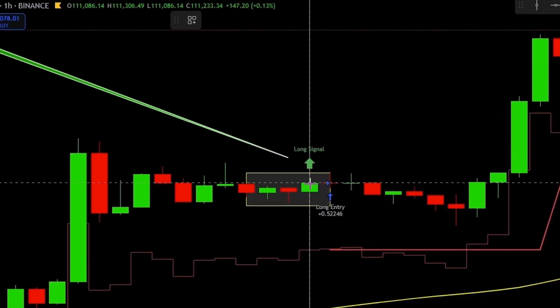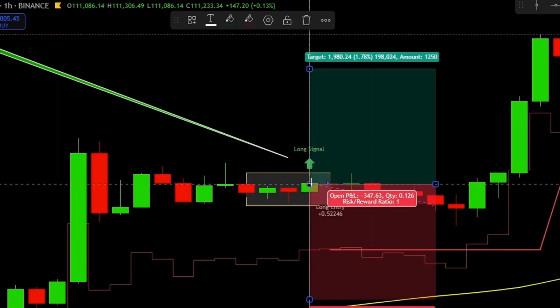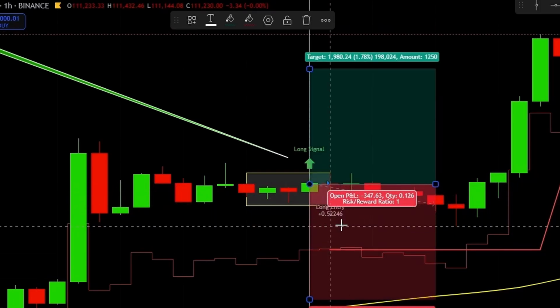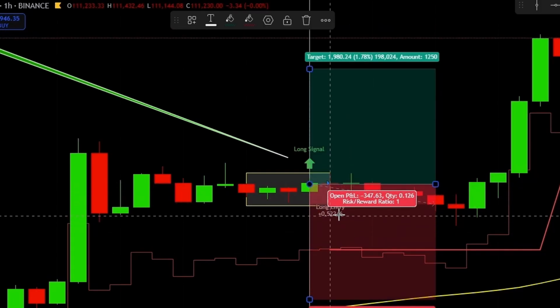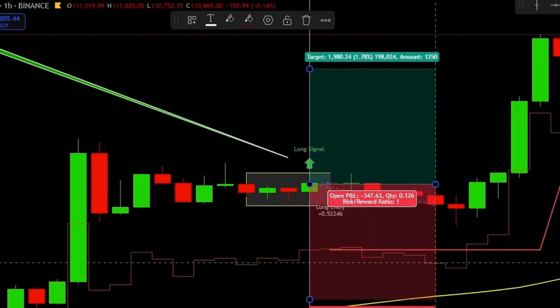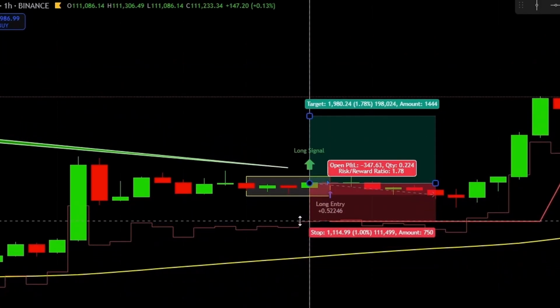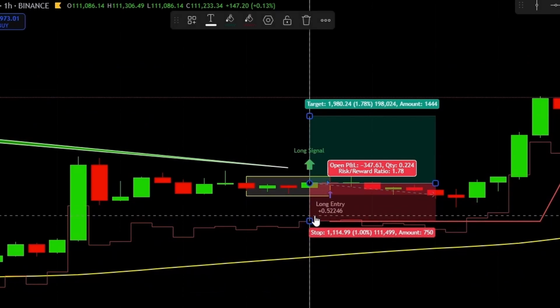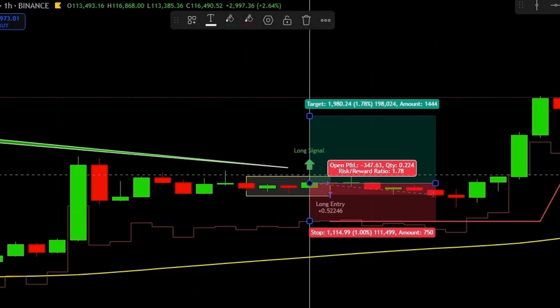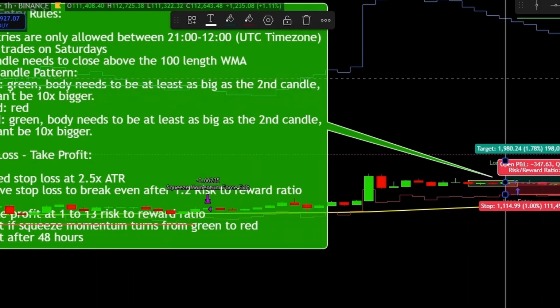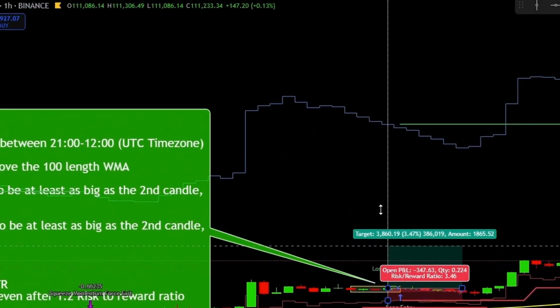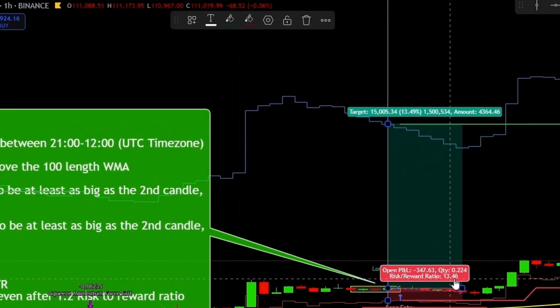Entry at the close of the signal candle or at the open of the next candle. As you can see, the script enters at the open of the next candle, because it needs to confirm that all of the conditions are met. The stop loss will be placed at the NNFX ATR lower line, this one right here. This is a 2.5 times ATR distance using a 20 length ATR. And the take profit will be at a 1 to 13 risk to reward ratio.